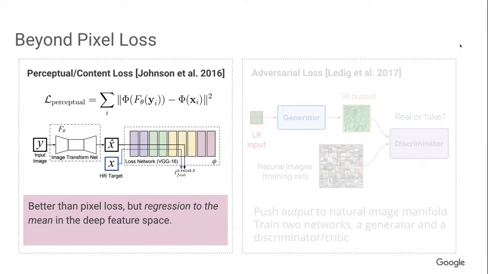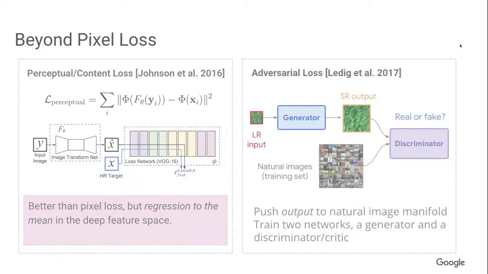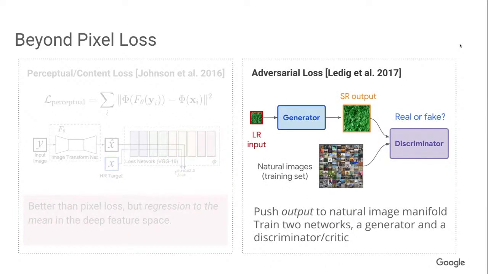The perceptual loss leads to superior results in terms of perceptual quality, but still suffers from the regression to the mean on the deep feature space. An alternative approach is to use an adversarial loss where the generated images are forced to be in the manifold given by the high-resolution training data. This is done by simultaneously training two networks, a generator or restoration network, and a discriminator or a critic that learns to distinguish between real or fake images.